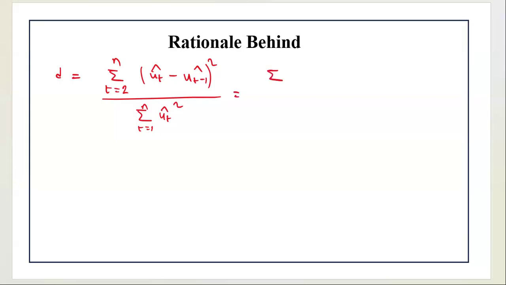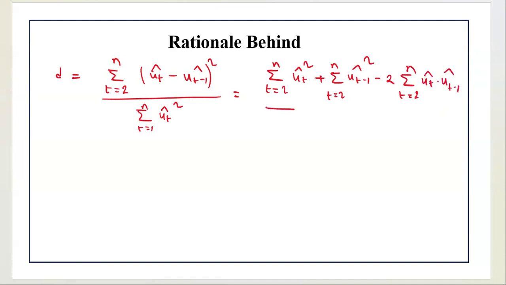Now you can expand the whole square. So this will be summation ut cap square plus summation t from 2 to n ut minus 1 cap square minus 2 summation t from 2 to n ut cap ut minus 1 cap, and the denominator remains the same, summation ut cap square, right? This is so.